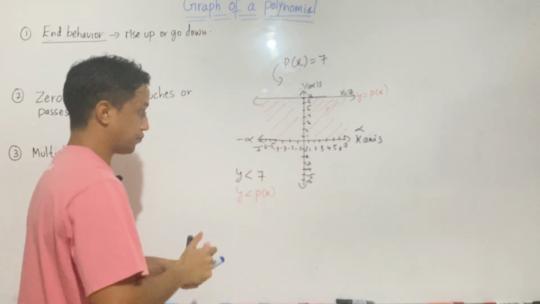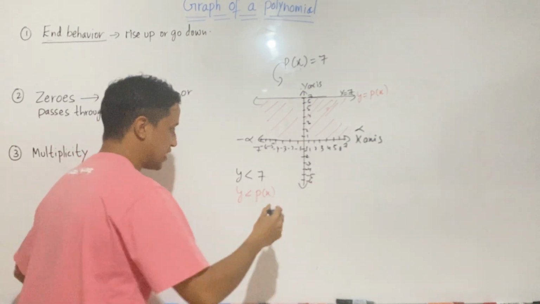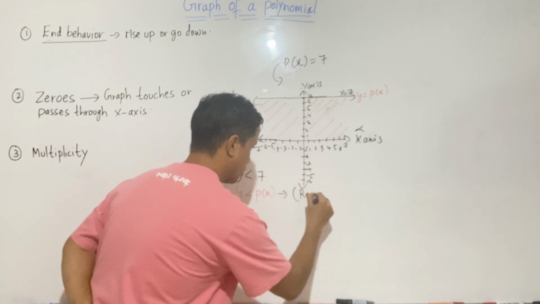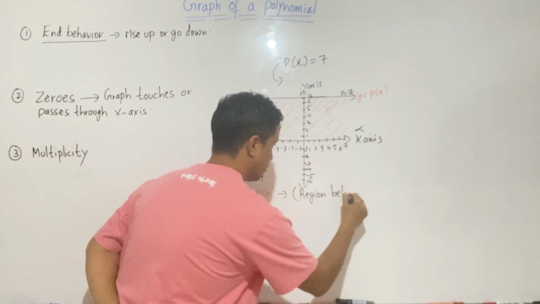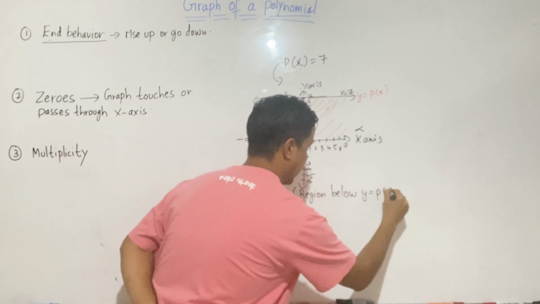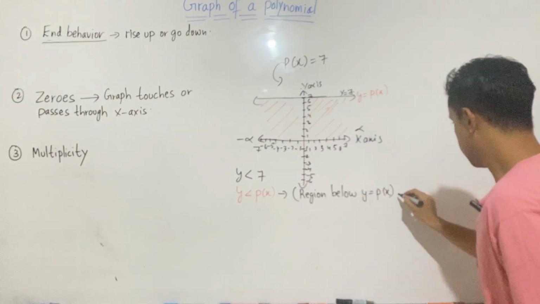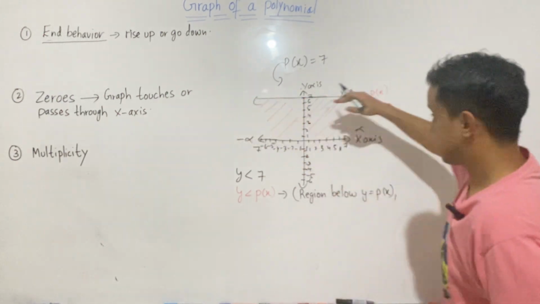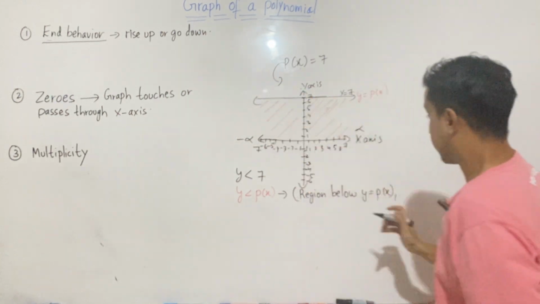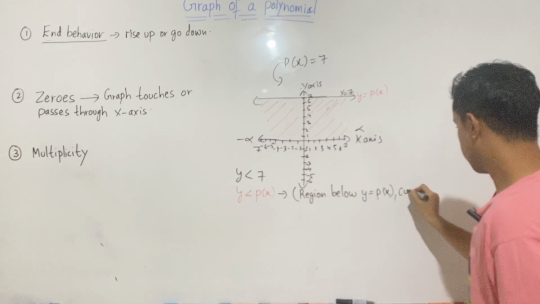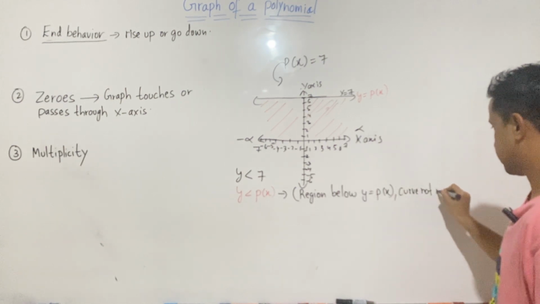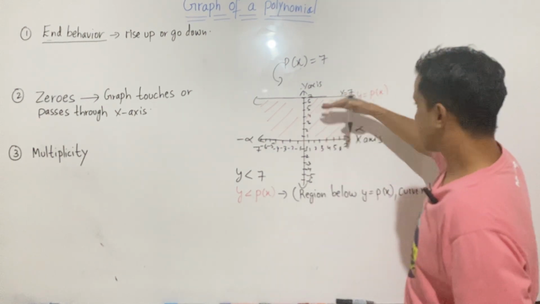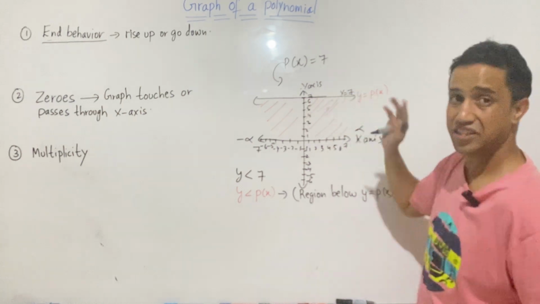So can I write y less than p(x) means the region below y equal to p(x), and it does not include the line or the curve. Curve not included. So I'm talking about this region, but this line is not included.